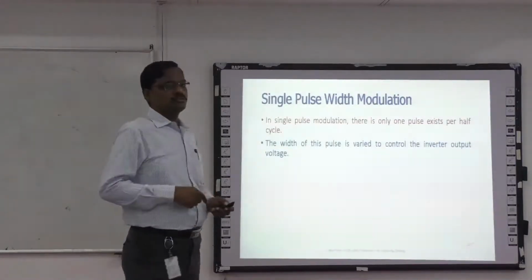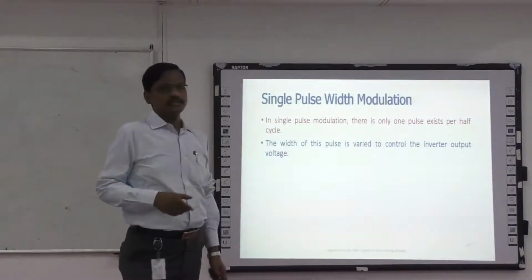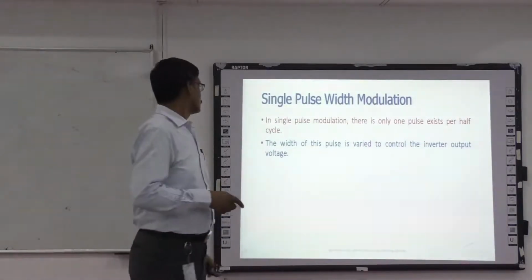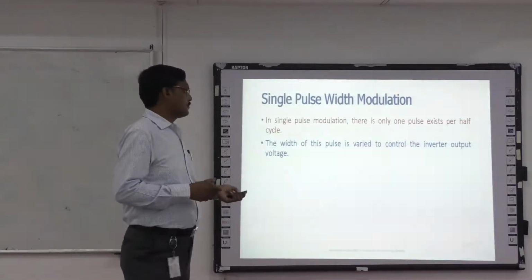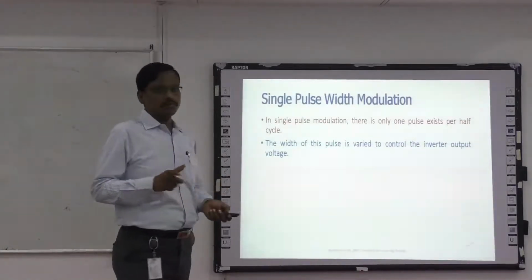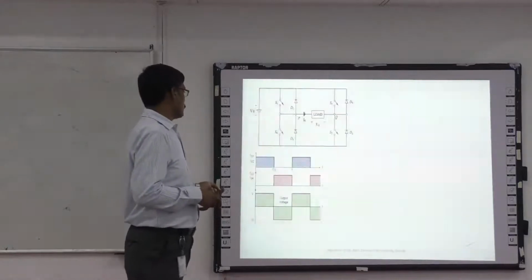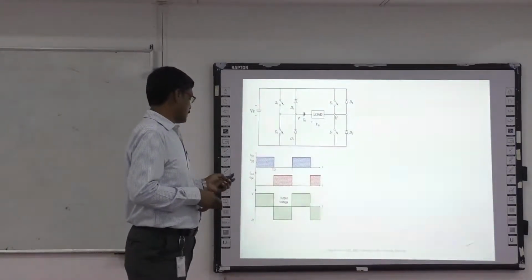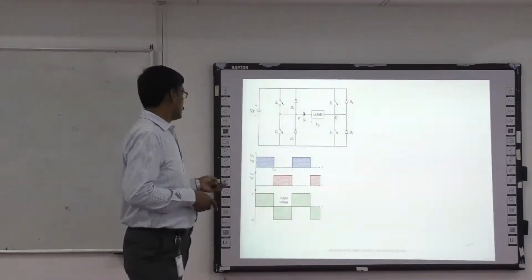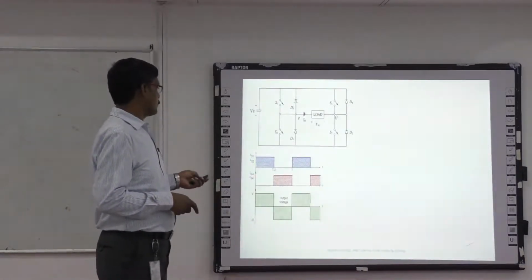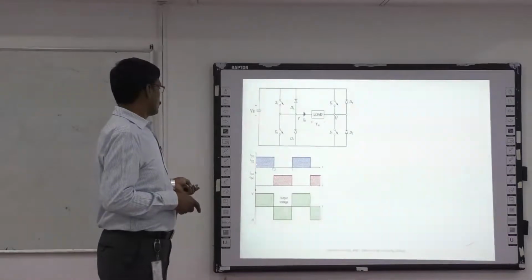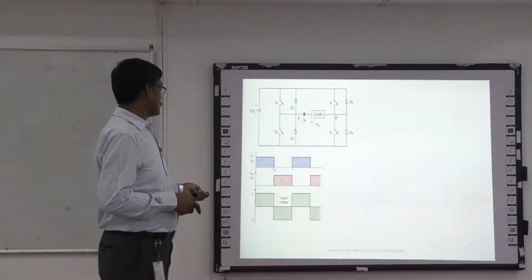In a single pulse width modulation, there is only one pulse per half cycle. So the output contains only one pulse per half cycle, and the number of pulses in the output is fixed at 1. So consider this fully controlled full bridge converter. Here I give one pulse to switches 1 and 2, and another pulse to 3 and 4.